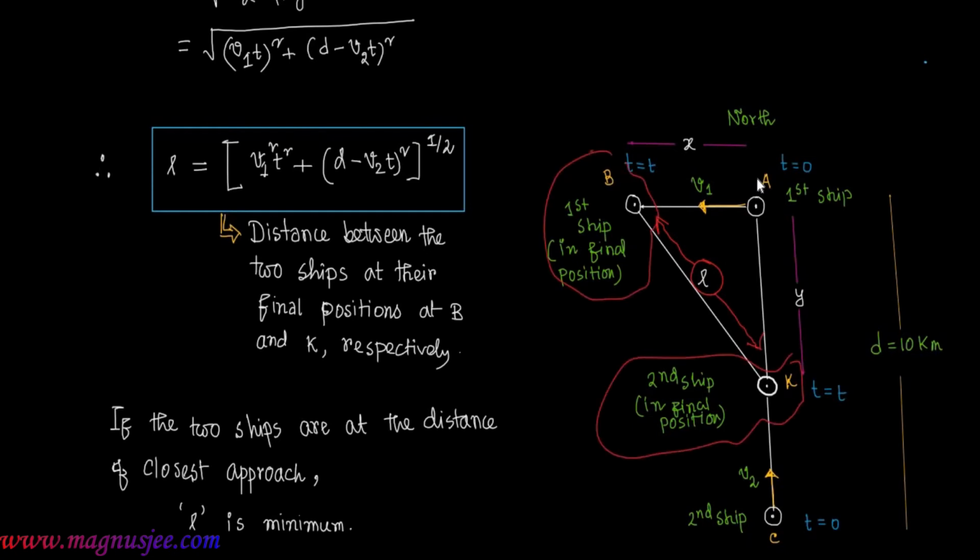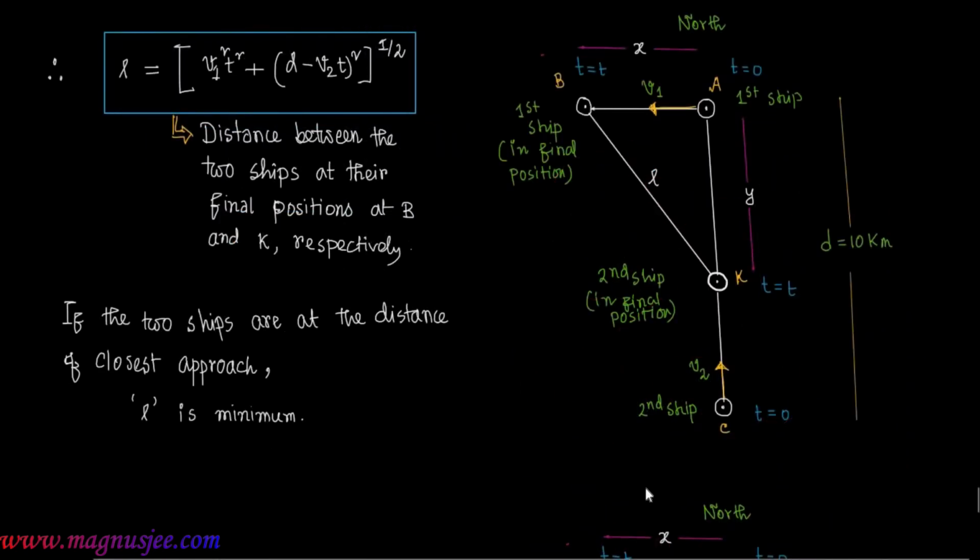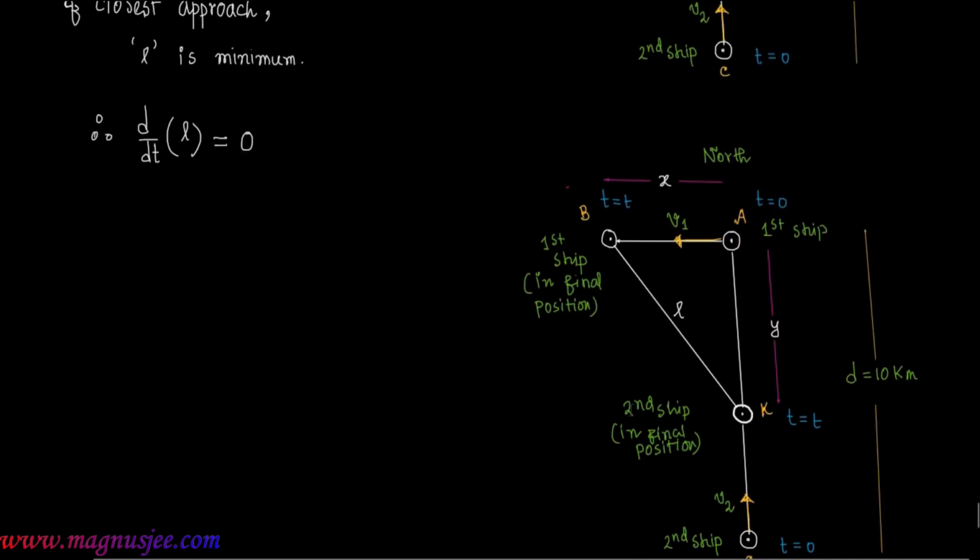L is the distance between the two ships at their final positions, and this distance L will be minimum when the two ships are at the distance of closest approach. As this distance L is minimum at the distance of closest approach, this L will be constant. That's why dL/dt will be 0. Differentiation of that distance L with respect to time will be 0.